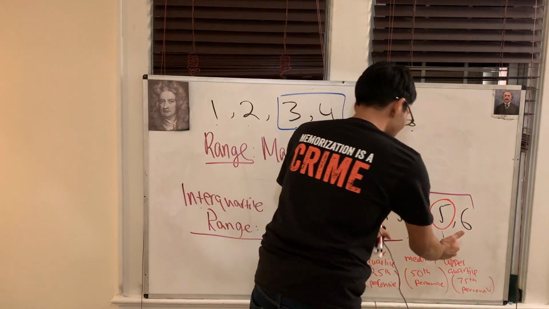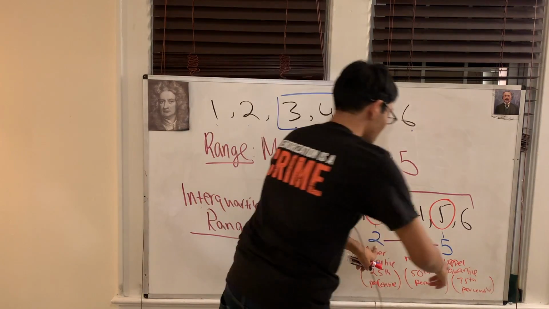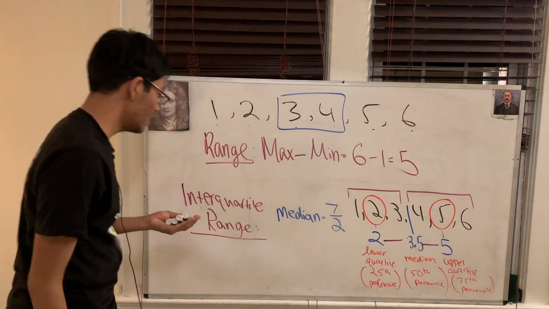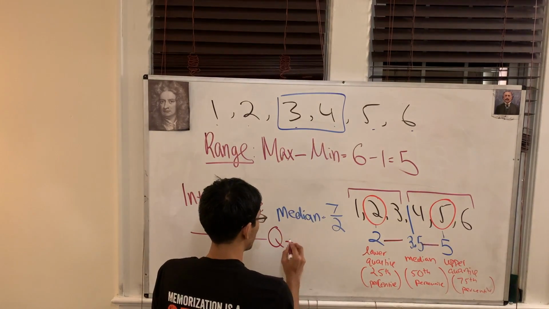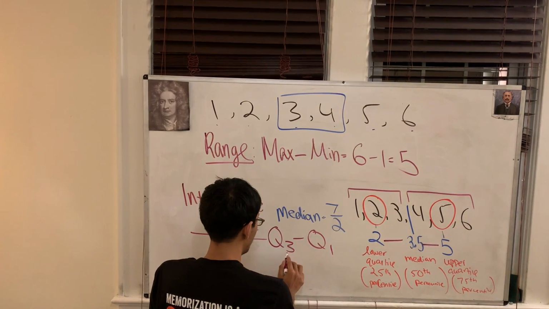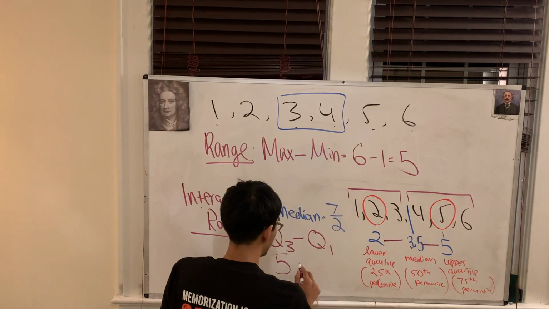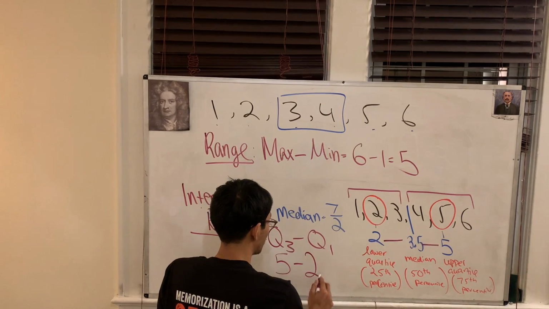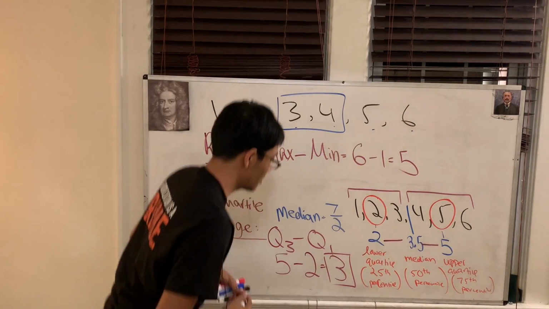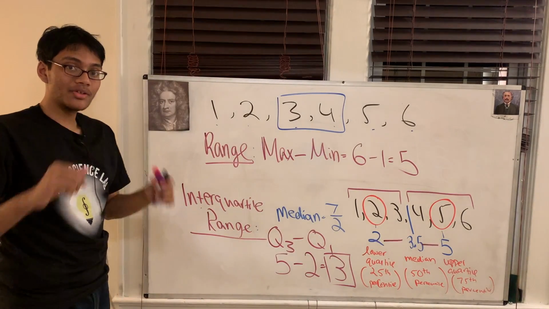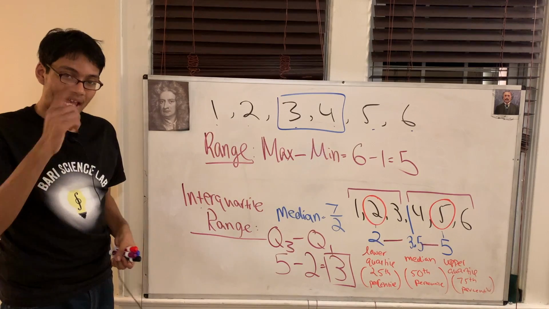Well, what else do we know? Well, we know that the interquartile range is going to be 5 minus 2. It's going to be your upper quartile, also known as Q3, minus your lower quartile, also known as Q1. So it's going to be 5, your upper quartile, minus 2, your lower quartile. And so your interquartile range will simply be 3, ladies and gentlemen. And that right there is how you calculate the interquartile range and the range.